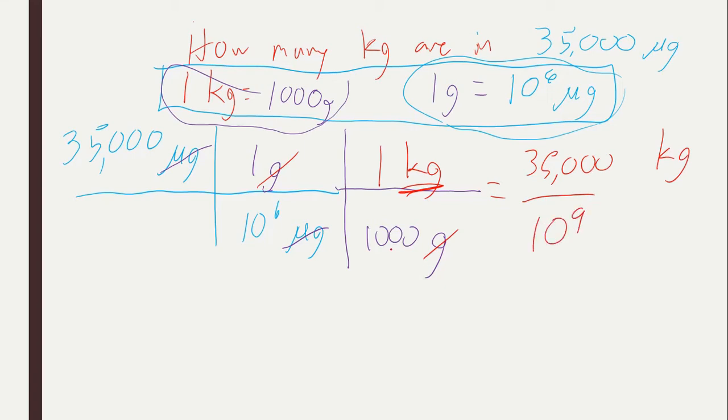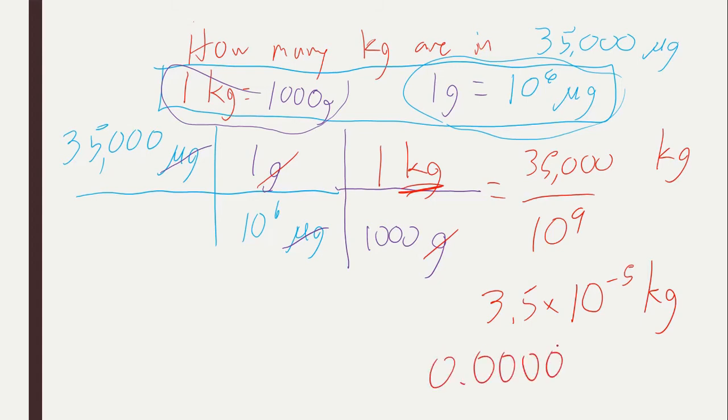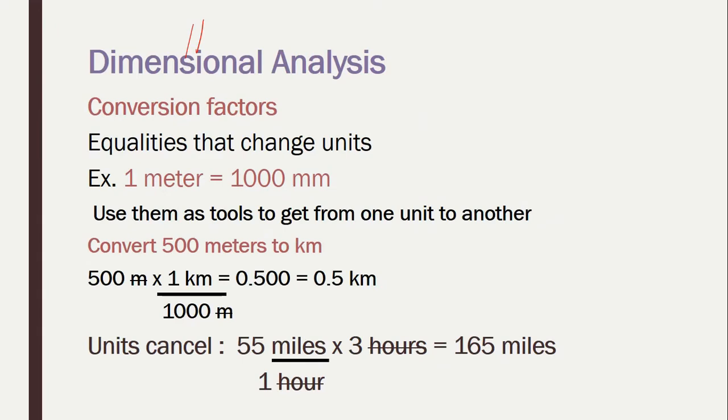Right? So that's 10 to the 3rd. That's 10 to the 6th. And then when you divide those, you're going to get 3.5 times 10 to the minus 5 kilograms, which would be 0.000035 kilograms. All right. I think that's right, because that's 3.5 times 10 to the 4th minus 9, which is minus 5. Yeah. All right. So hopefully that's helpful.